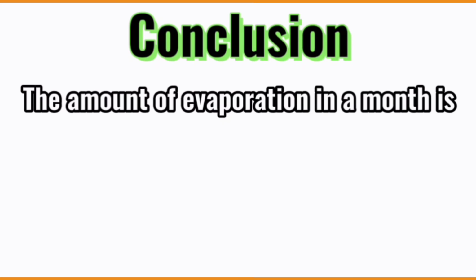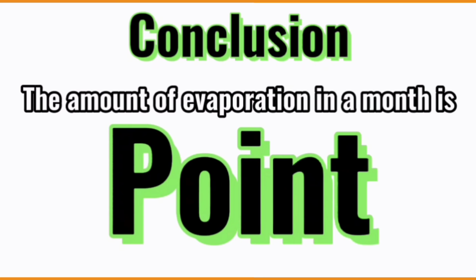In conclusion, the amount of evaporation in a month is 6.70 inches.